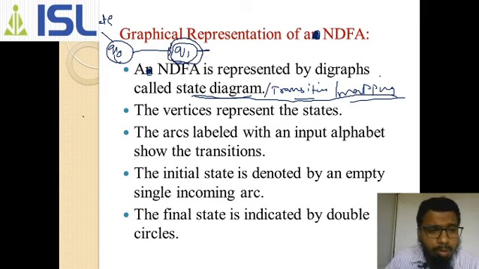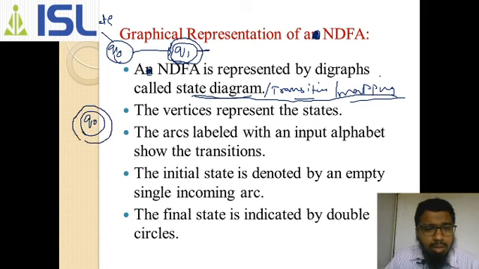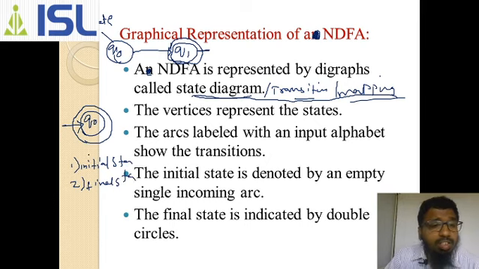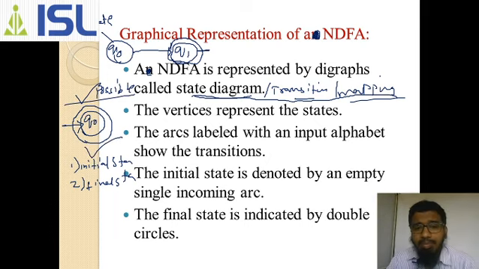And one more thing, you can make q0 both the initial state and the final state. This is possible. Sometimes the initial state is also a final state. This is also valid.